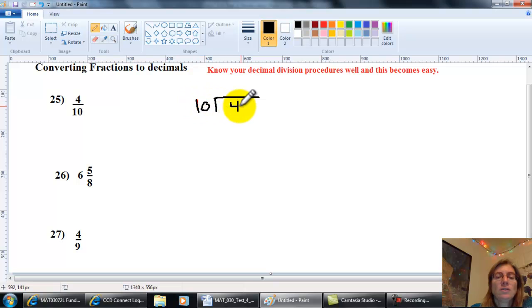Alright, so then we do 10 into 4. Well, you can't divide this without turning it into a decimal. But we know this from other videos. So you place your decimal point there, and you place your decimal point there, and you add zeros. Then you say 10 into 40. Well, 4 times 10 is 40. So it's 0.4.